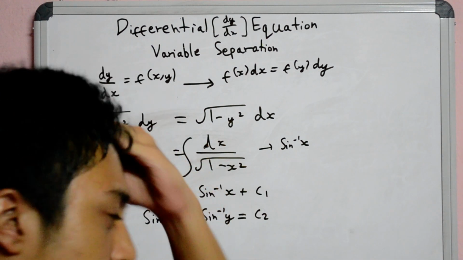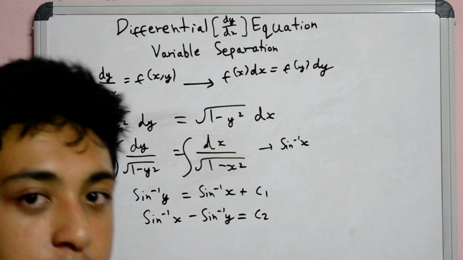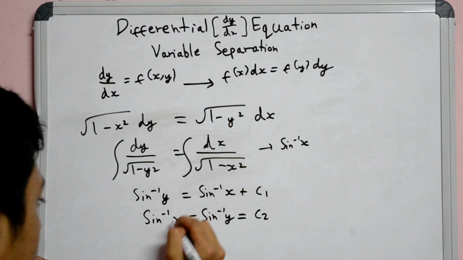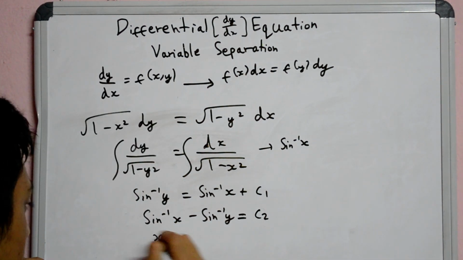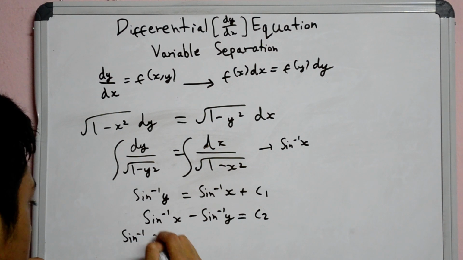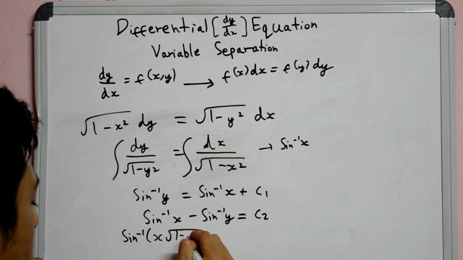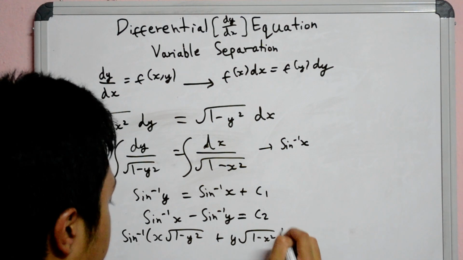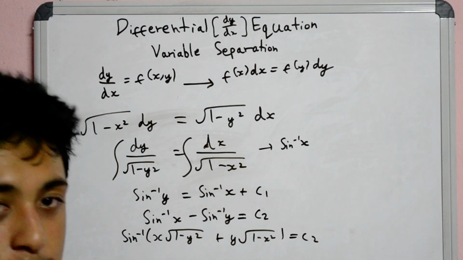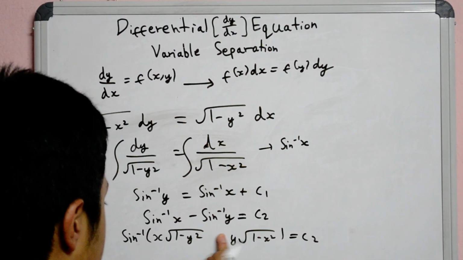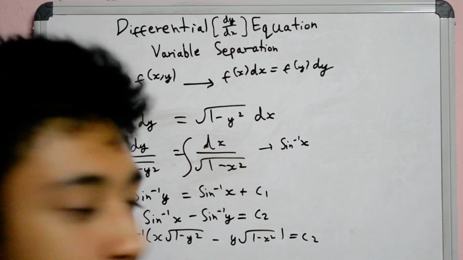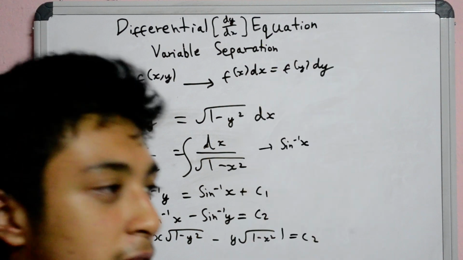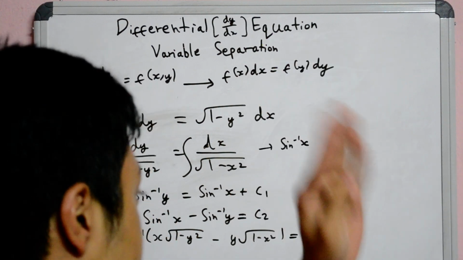Now this is an inverse trigonometric identity. So this will be equal to sine inverse of x root 1 minus y square minus y root 1 minus x square equals to c2. I think this is minus, because you can think of it as sine a minus b in the bracket, which is sine a cos b minus cos a sine b.